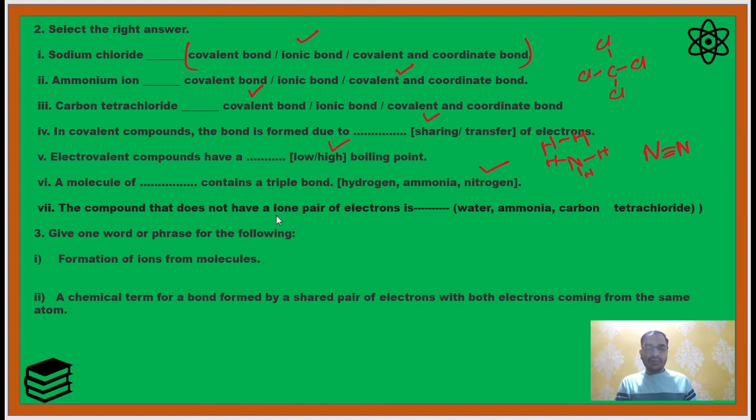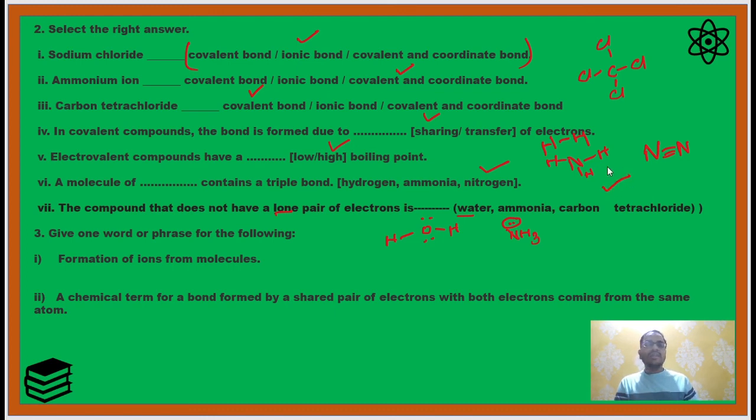Lone pairs are the electron pairs which do not take part in bond formation. So water has two lone pairs over oxygen. Ammonia also has a lone pair over nitrogen. I'm not drawing the full structure. Okay, these are the lone pairs. And carbon tetrachloride is completely covalent in nature and does not have any lone pair. Okay, so the compound which does not have one is the answer: carbon tetrachloride.